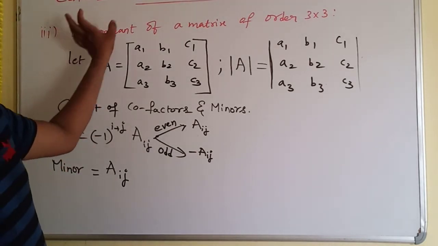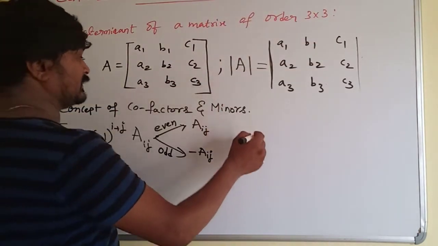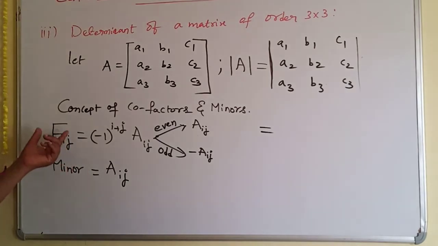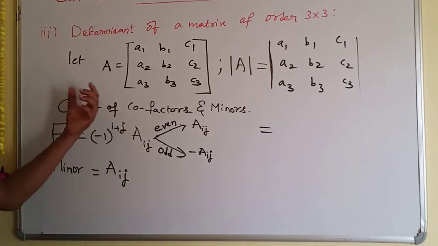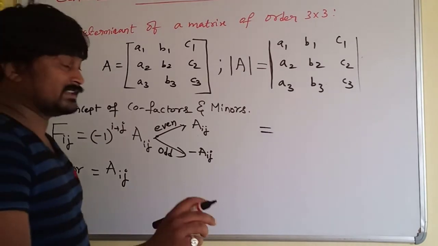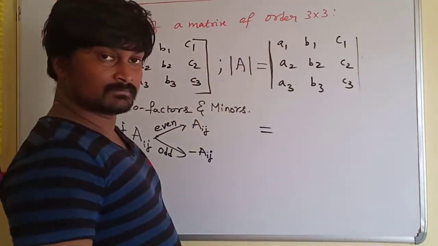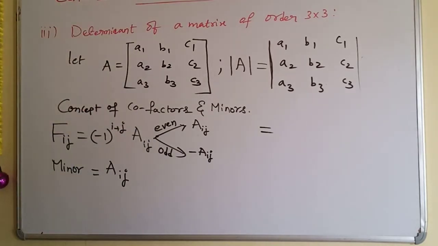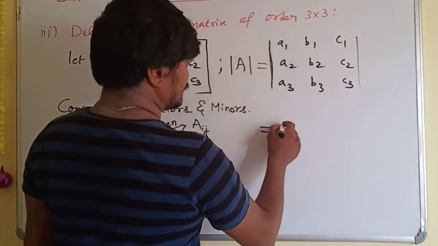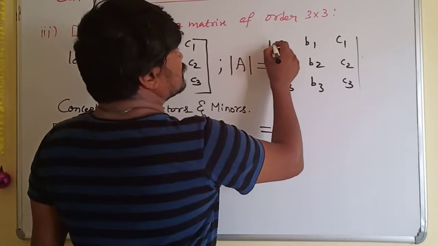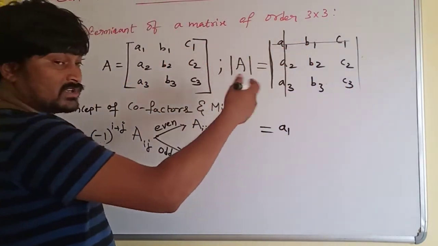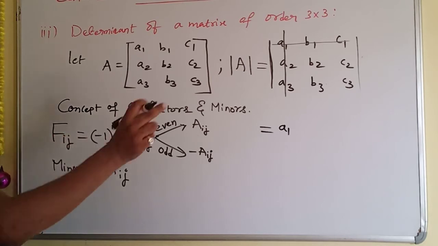Now, how to find the determinant of a matrix of order 3 by 3? It is very simple now. I'll write it in the form of the concept of cofactors, where I'll change the signs. For example, first I want A1. Listen to this carefully so that you can understand clearly. First, A1 is there, right? Then you remove this row part and this column part. These are only the instructions, the rules to follow.